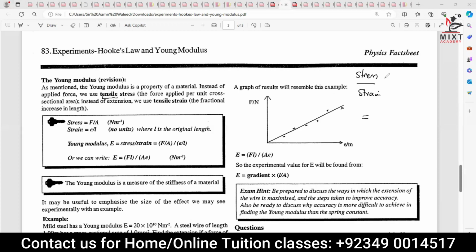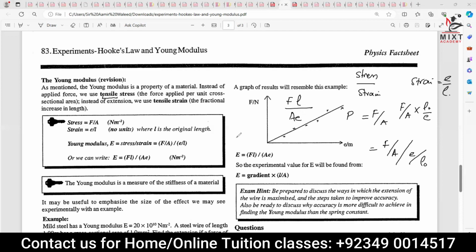Now let's check it out. Stress is equal to, if I say P, for example, if I say rho, it is F upon A. And strain will be equal to what? It will be change in length per unit original length, right? Now place the values in the formula, so it will be F upon A over E upon L. Now it means F upon A multiplied by L naught upon E. So now if you actually work this formula out, you will see that it is FL divided by AE.